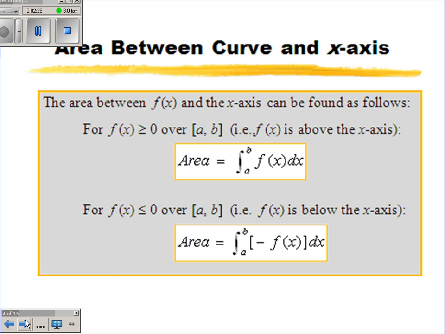Okay, so now if you want the area between the curve and the x-axis, if the function is greater than or equal to 0, so the part of the graph is above the x-axis, then that area will just be that definite integral from a to b. But if you have an interval where the function is negative or 0, so it's below the x-axis, then what you need to do to get that area is multiply the function by -1 and then find that definite integral.